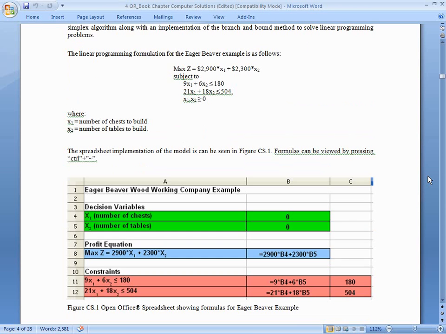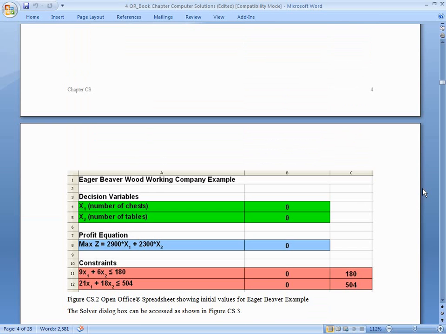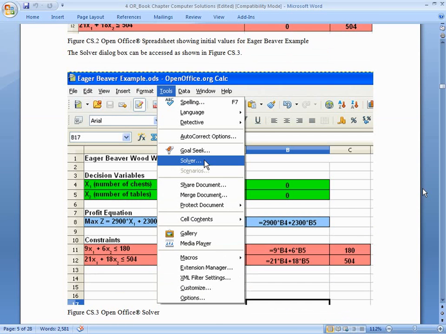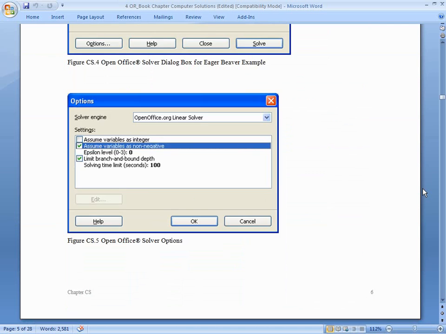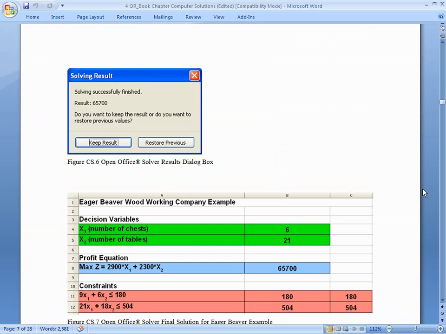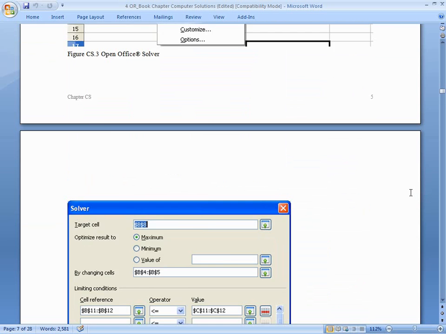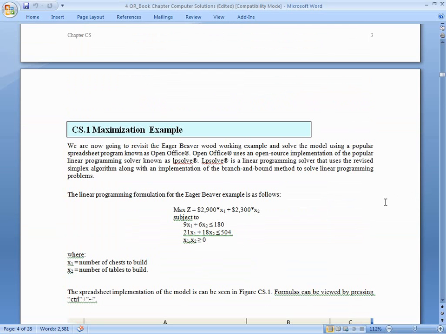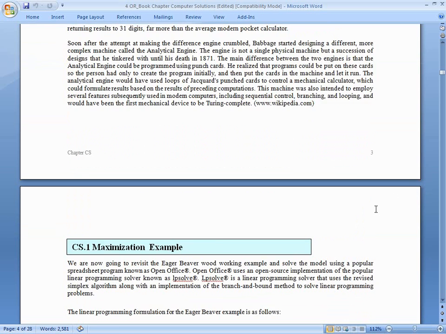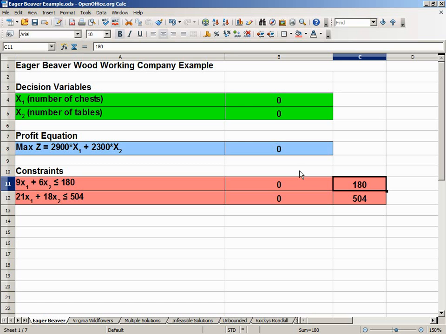Was that 180 hours maybe? Can't remember. Let me see, I think I had it up here on my... I think it was 180 hours and 504 board feet. Okay, one or the other. So this is the maximum number I have of each resource.